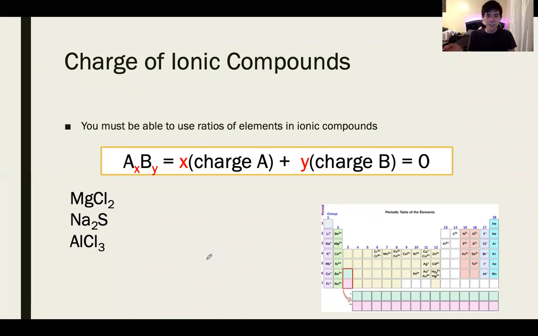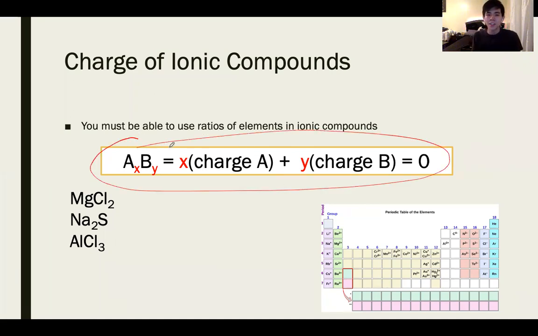Like I said earlier, you can identify the charges within ionic compounds themselves. So you must be able to use ratios of elements in the ionic compounds using this formula here. And if you did everything correctly, the charges of A, like this guy right here, should be able to cancel out the charges of B, and you'd get a net charge of 0.